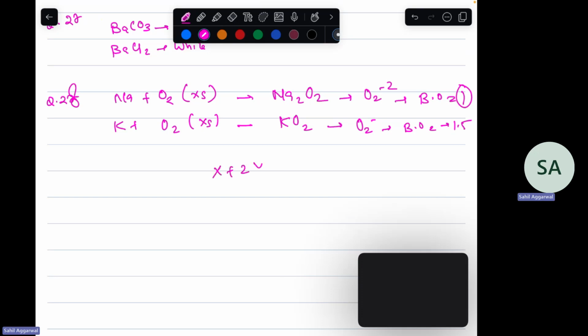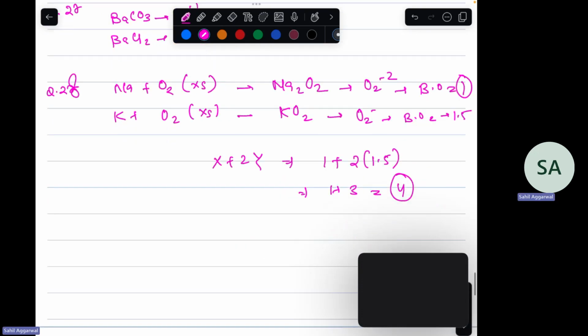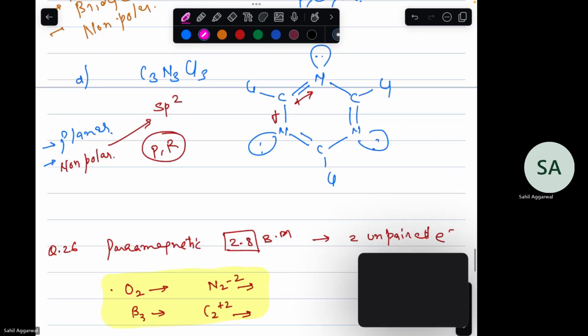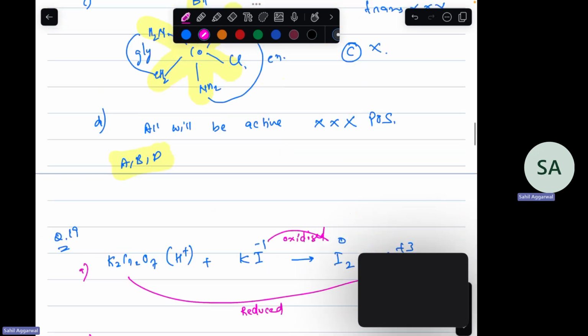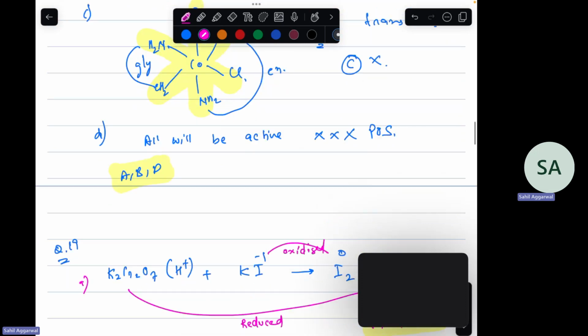So x plus 2y, x is 1 and y is 2 into 1.5, that will be 1 plus 3, that will be 4. तो ये आ जाएगा 4x plus 2y. That's it. This will be test 2, paper 2. Okay.